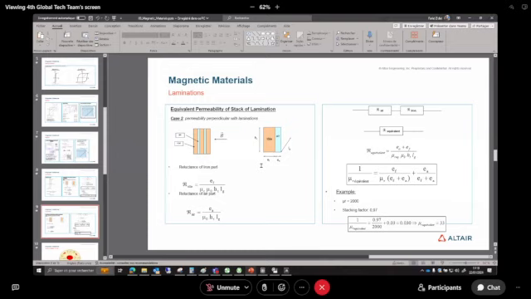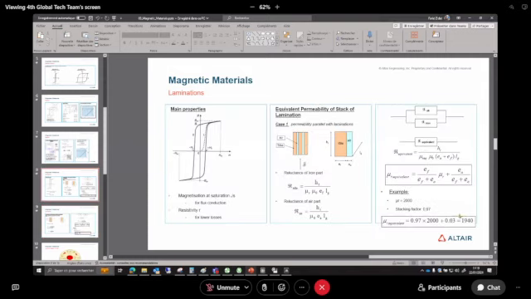So once again, the laminations are very good to reduce the eddy current losses. But unfortunately, we will lose a little bit on the magnetic characteristics, but we will see that the gain is much more than what we lost.